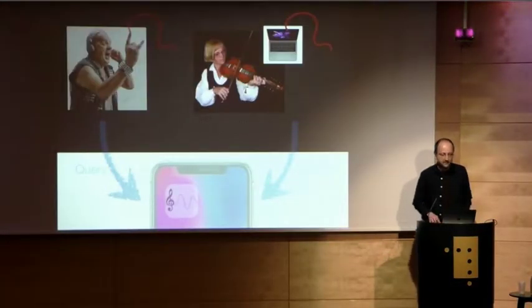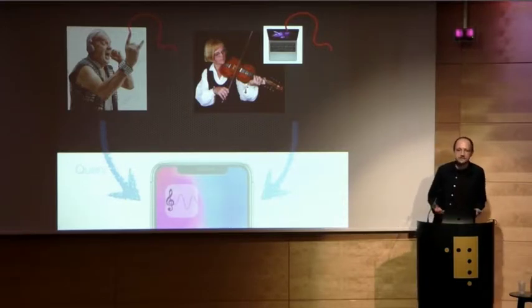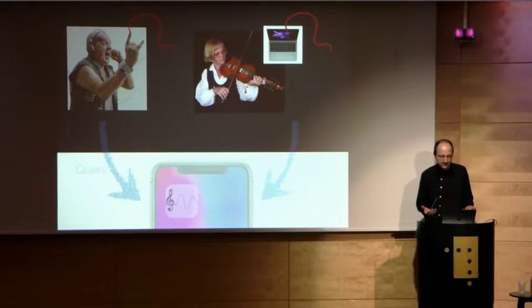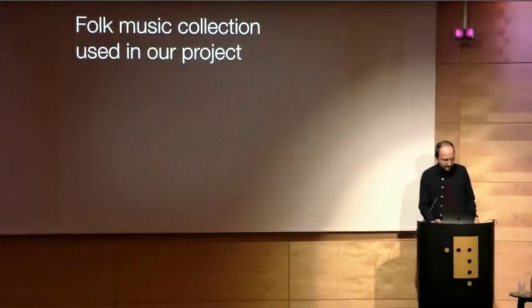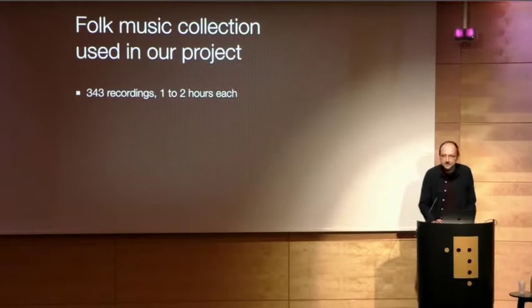So now, in the music, how can we find this type of gesture automatically using computers, because we need to perform this on very large catalogues? I will first mention that we use a part of this folk music collection from the National Library, and specifically we use 343 recordings, one to two hours each, recordings from the 50s, 60s, or what was it, something like that? Well, up to the 60s, 70s, to clear copyright problems.